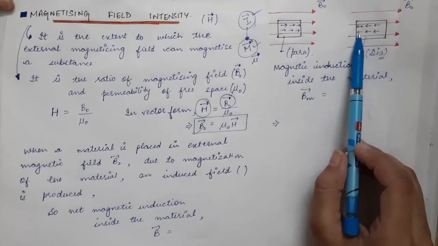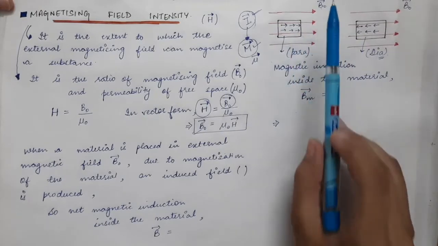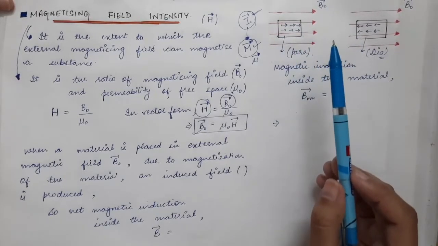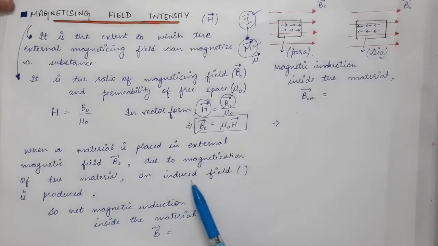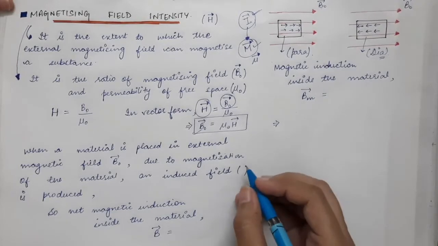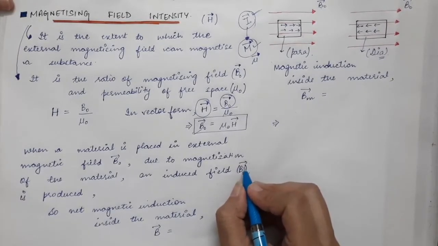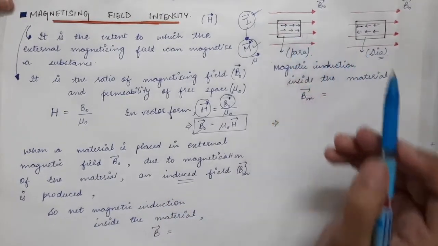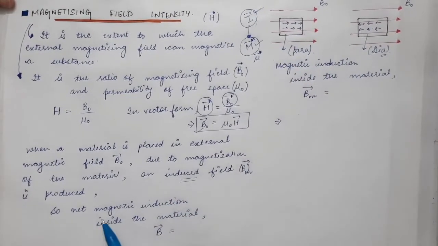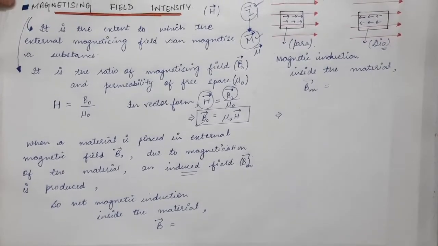So this material gets magnetized in the opposite direction, and the paramagnetic material gets magnetized along the external magnetic field, and magnetization means there is magnetic field. So the induced magnetic field is produced, and that is represented by Bm vector. Bm vector is the corresponding magnetic field induced inside the sample. Now, what will be the net magnetic induction inside the material?